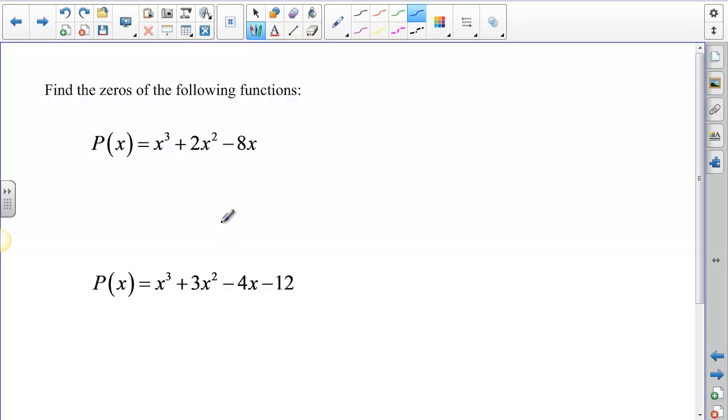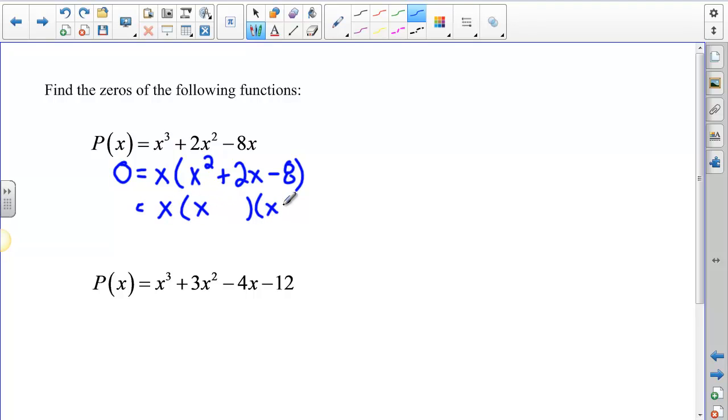It gets trickier. Here's one where we could see what's common in all terms. Oh, well, there's an x common in all terms, so we take that x out, left with x squared plus 2x minus 8. And you can factor appropriately. We have x, and then x and x. We're looking for two numbers that multiply together to give us negative 8 and add together to give us 2. That's going to be positive 4 and negative 2.